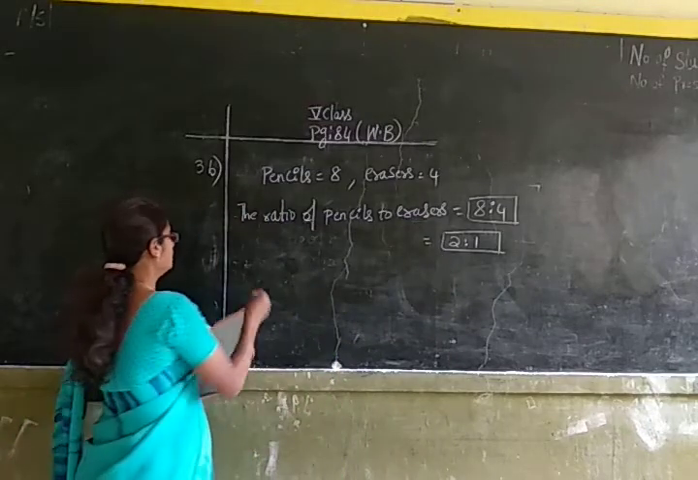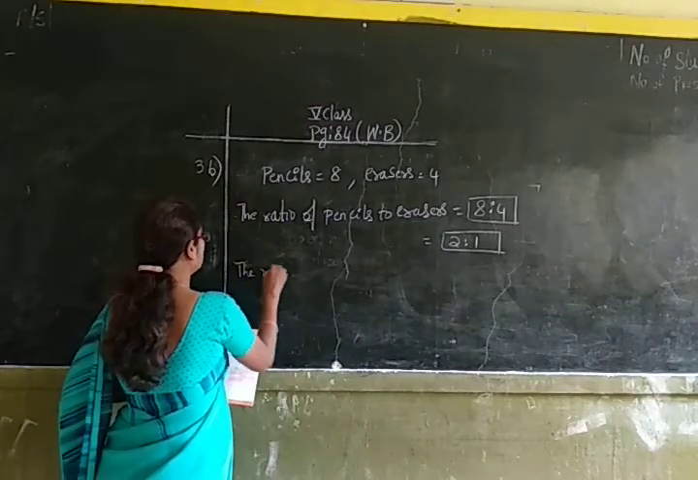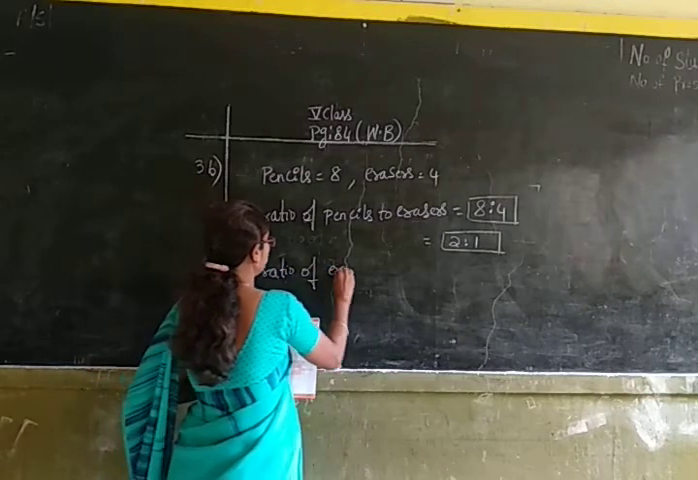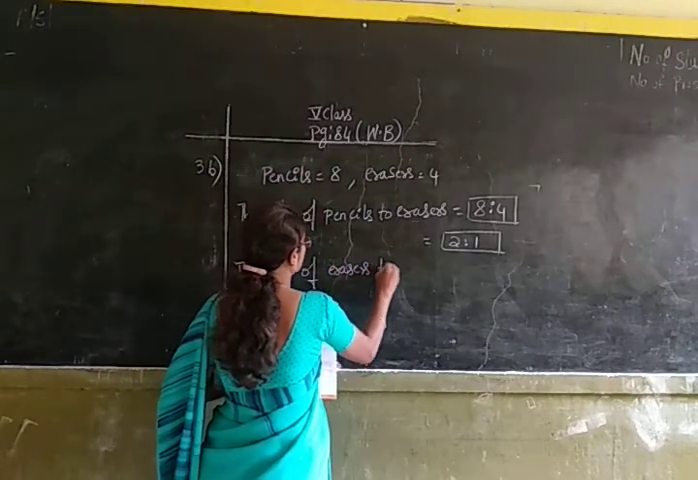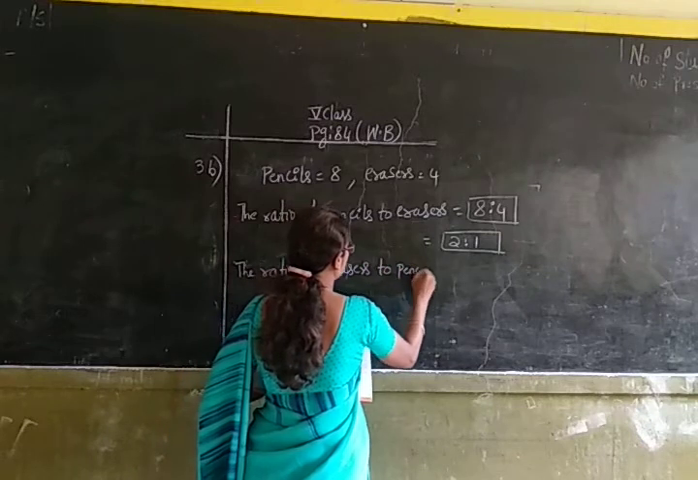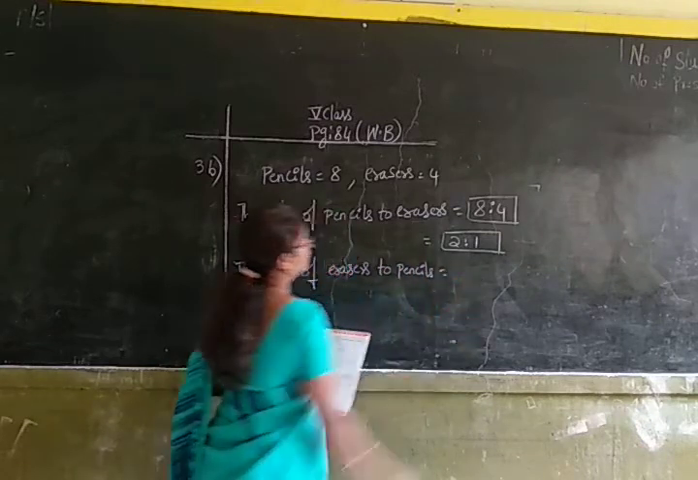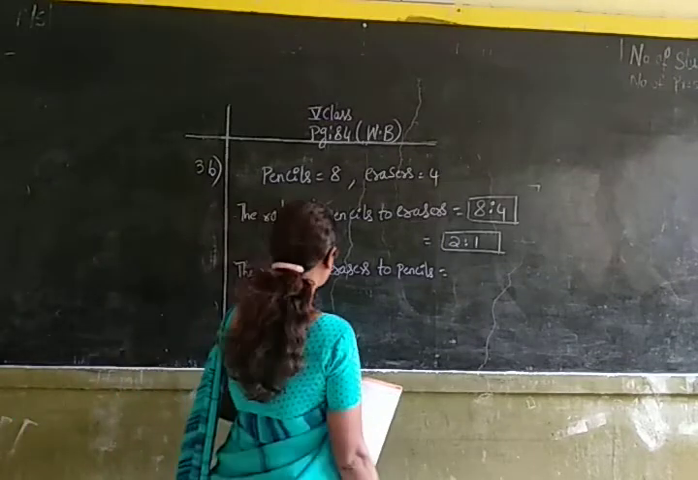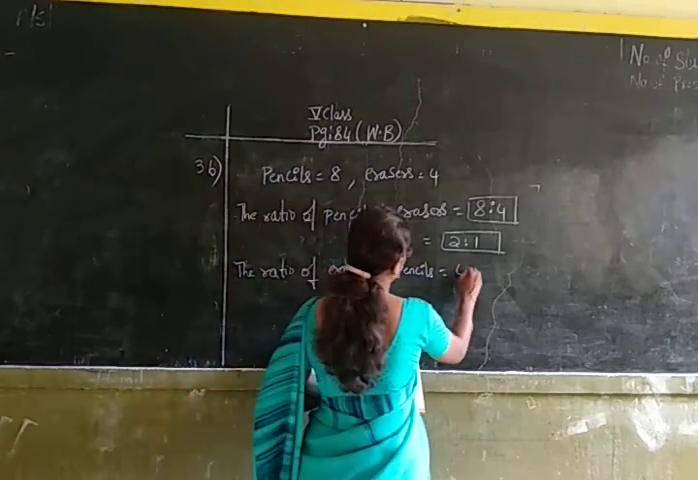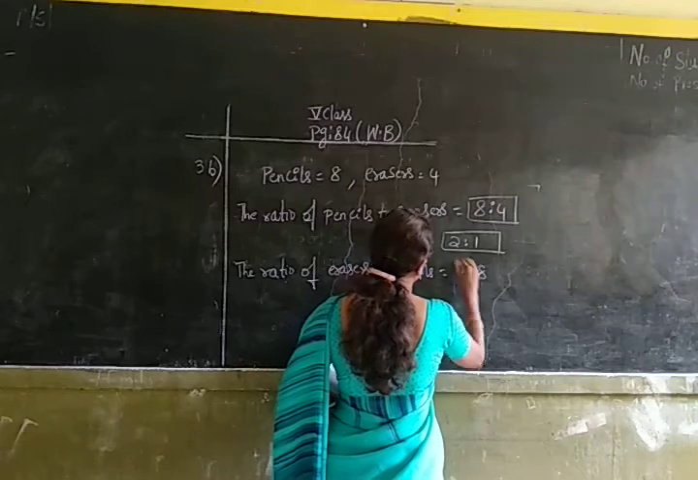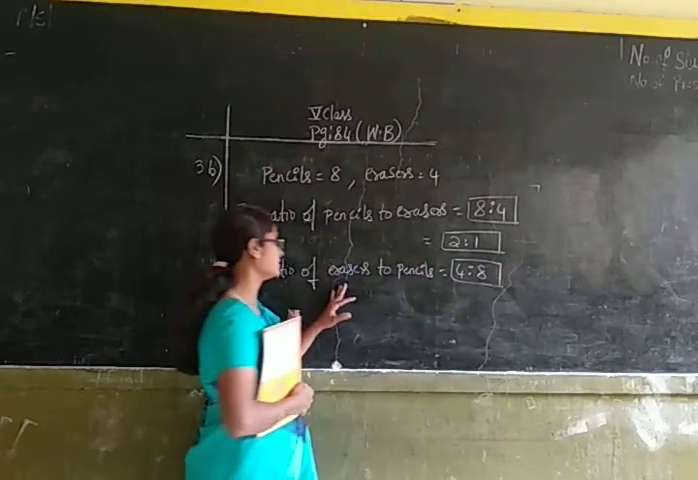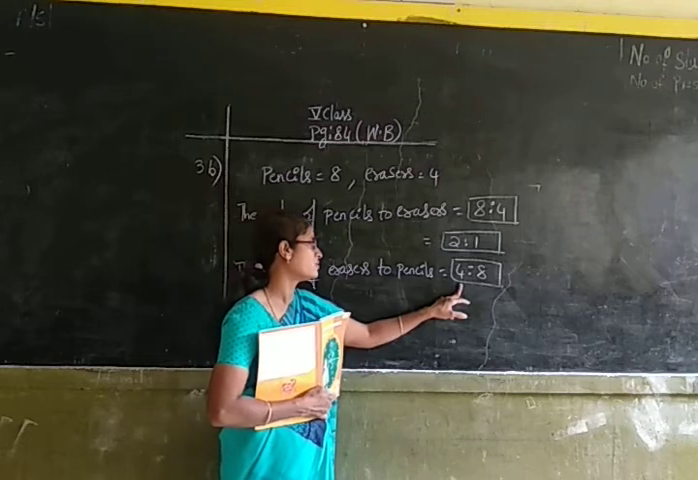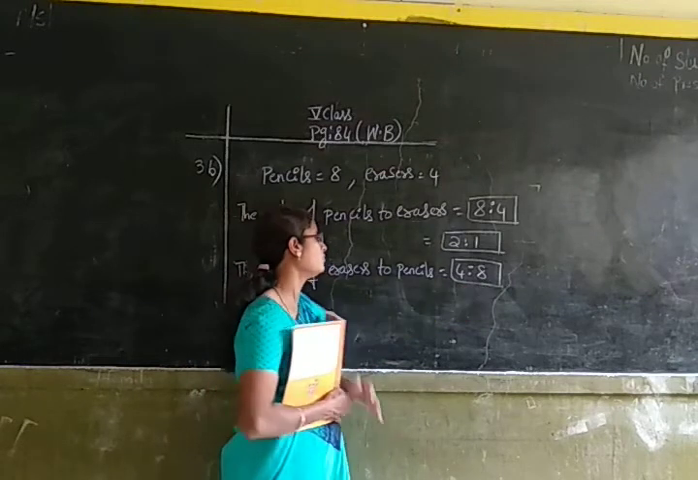Okay children. Now we have to find out the ratio of erasers to pencils. So how many erasers are there? There are 4 erasers and 8 pencils. Here first eraser is asked and then pencils is asked. So first we have to write down the value of erasers and then the value of pencils.